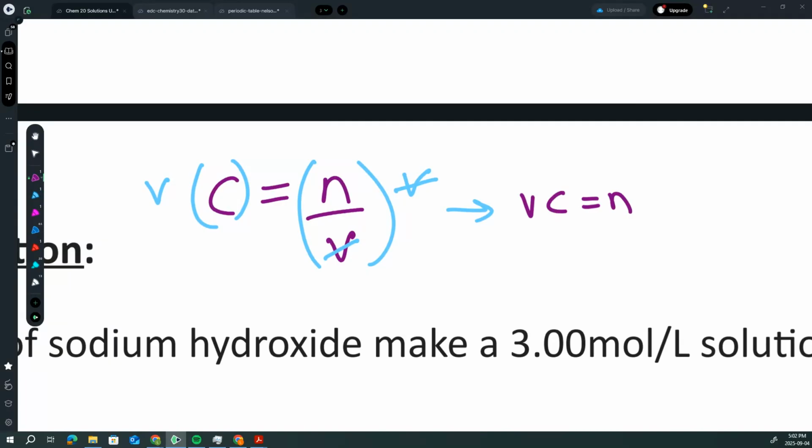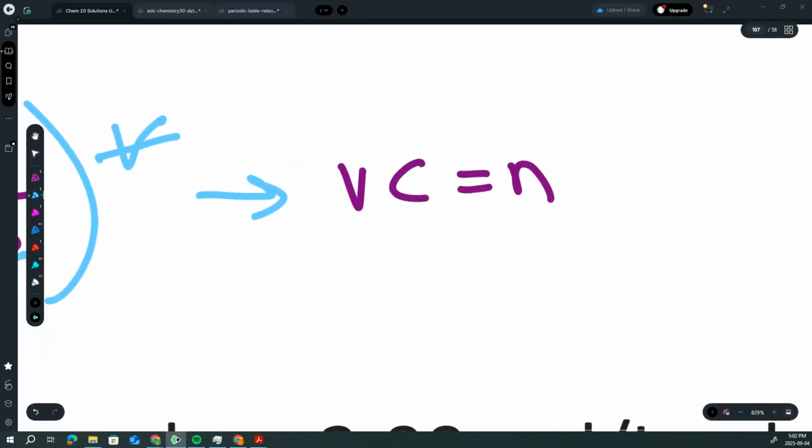Now, where a lot of students get discouraged here is that they think, well, that didn't achieve my goal of getting volume by itself. But it's just a two-step process to isolate volume. Volume is multiplying concentration, or you could think of it vice versa: concentration is multiplying volume. So in order to get volume by itself, we need to do the opposite. So we need to divide, but we're going to divide by concentration.